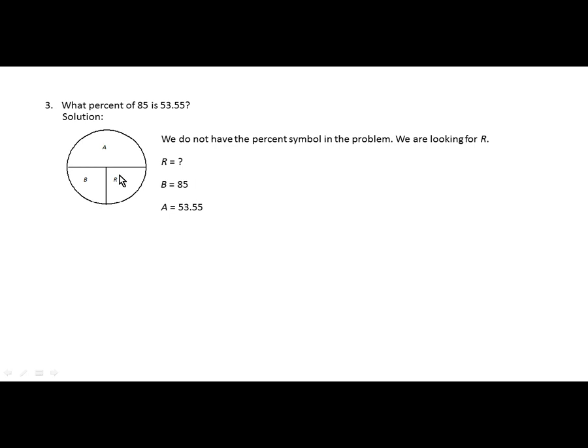So we're looking for R, covered up. R is A over B. So I'm going to do A, 53.55, divided by 85. You get 0.63. Now remember, I wanted a percent. I got a decimal. So convert 0.63 to a percent. Do times 100, 63%. Remember, to convert the decimal to a percent, just say times 100 and tack on the percent symbol.